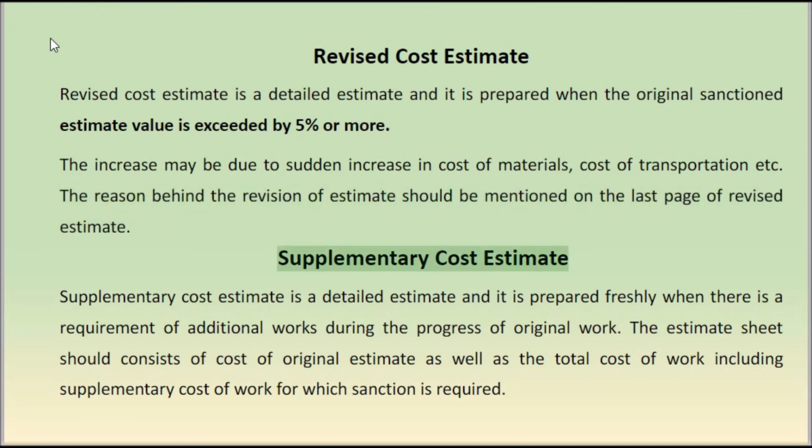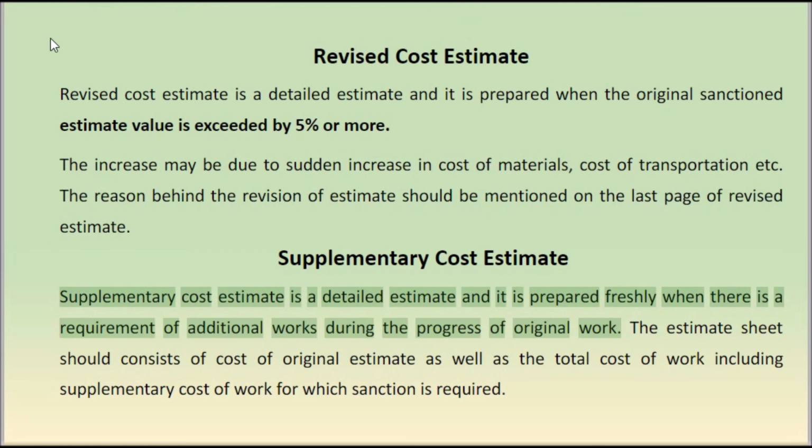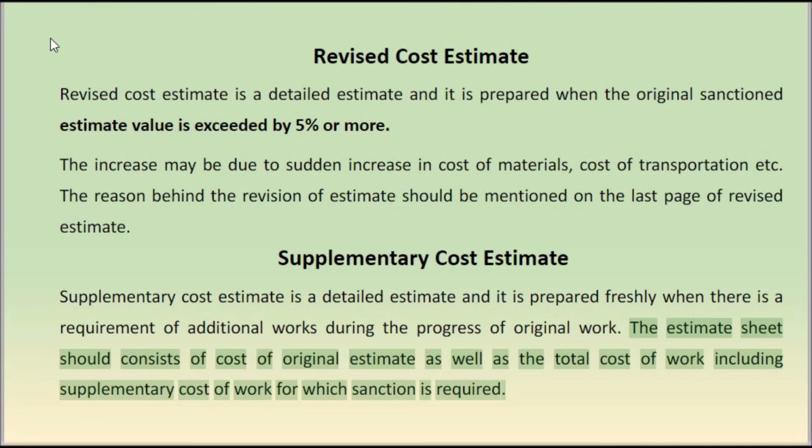Supplementary cost estimate. Supplementary cost estimate is a detailed estimate, and it is prepared freshly when there is a requirement of additional works during the progress of original work. The estimate sheet should consist of cost of original estimate as well as the total cost of work, including supplementary cost of work for which sanction is required.